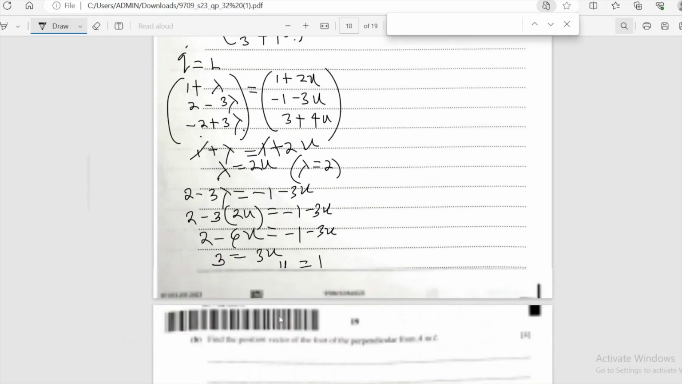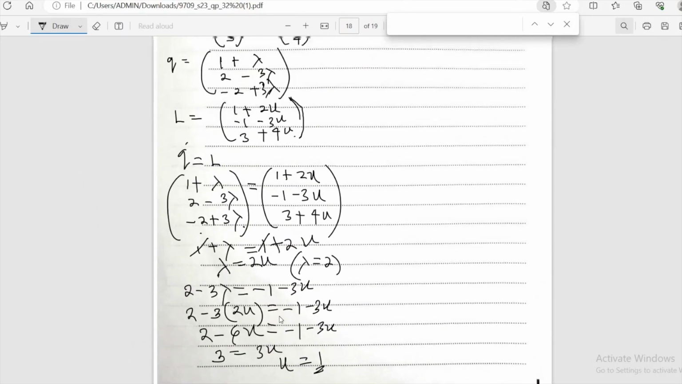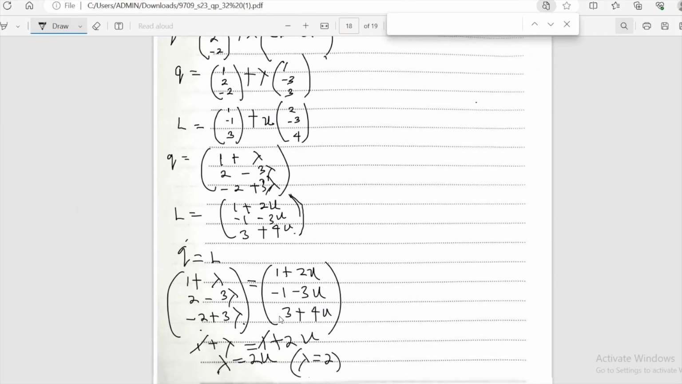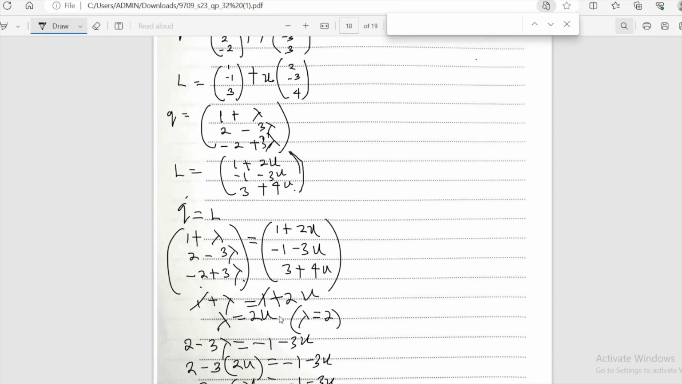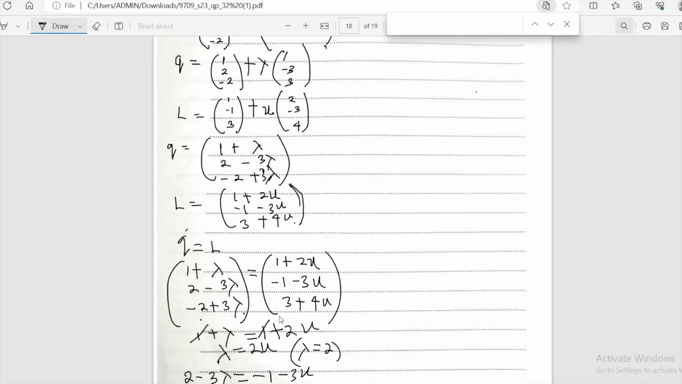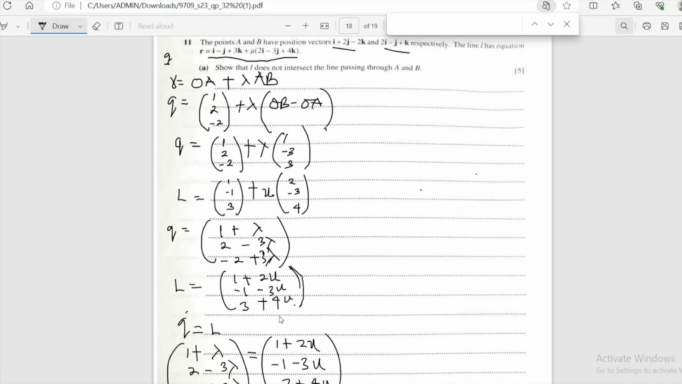Now, after getting the two unknown variables, let's see if they intersect or not. What you do is go back to the line. We have Q.